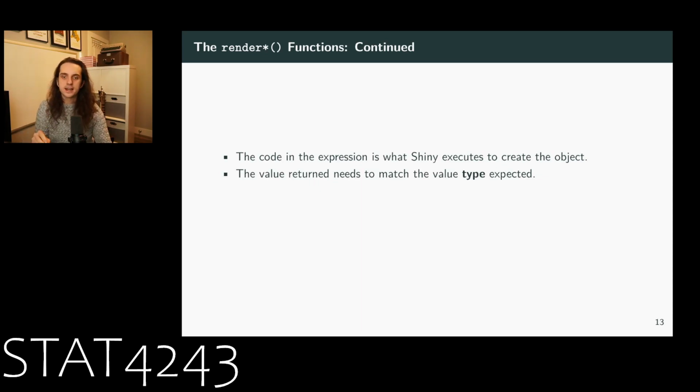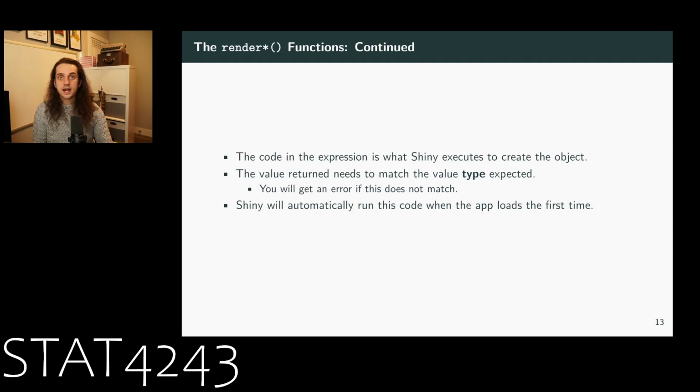So because of that, the value that you return there needs to match the type of the element, right? So if you want to have a text element, you need to be returning text. If you want to have a plot element, you need to be returning a plot, and so forth, right? So it needs to match up because Shiny is going to run that code and assign it into the element. If you don't, you're going to get an error, right? So if it's expecting text and you provided a plot, it's going to give you an error on that.